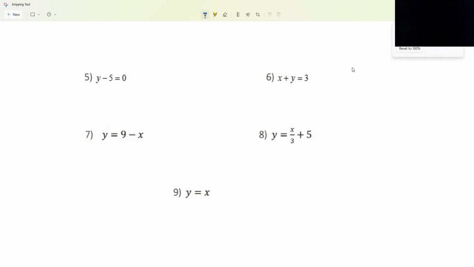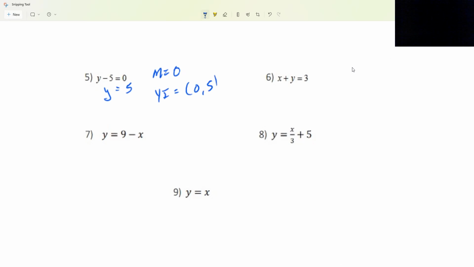So remember on number 5 here, this is a horizontal line and there's no x here. So what we'll do is we'll just get y by itself, and we'll do that by adding 5 to both sides. So we're going to get y is equal to 5. Now you got to know that the slope of a horizontal line is 0. Okay, and the y-intercept here is going to be 5. So it's going to be (0, 5).